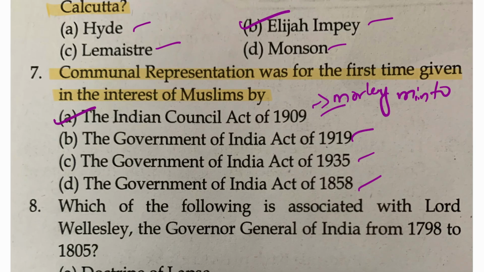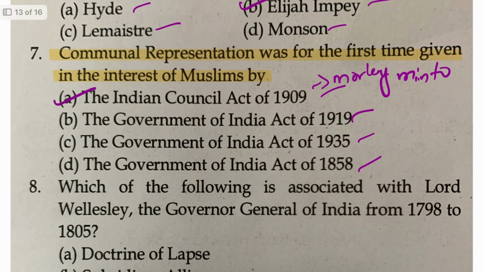Reforms passed by the British Parliament in 1909 were an attempt to widen the scope of the Legislative Council. For the first time, it introduced separate and discriminatory electorates for Muslims.